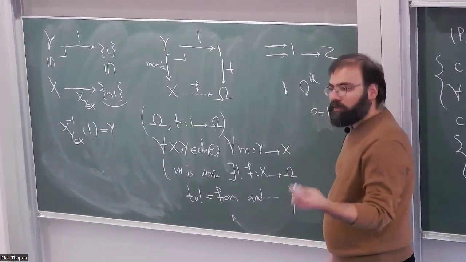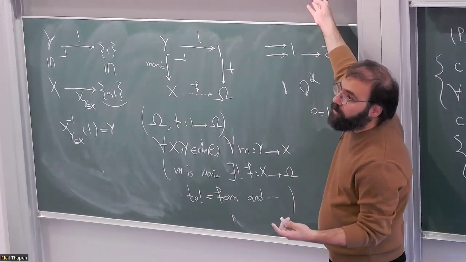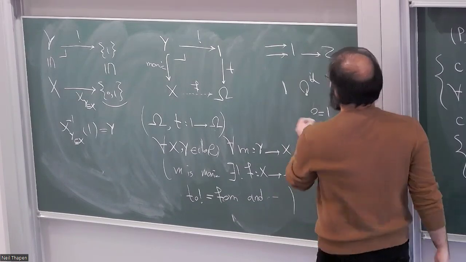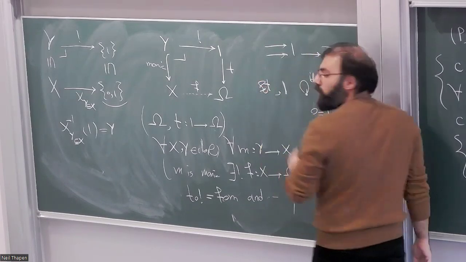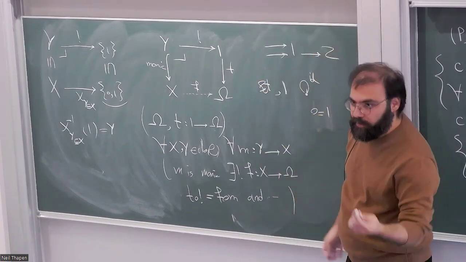And we also saw many examples. Actually, we are going to see some more. But of course, for now, 1 and Set are toposes in this definition.